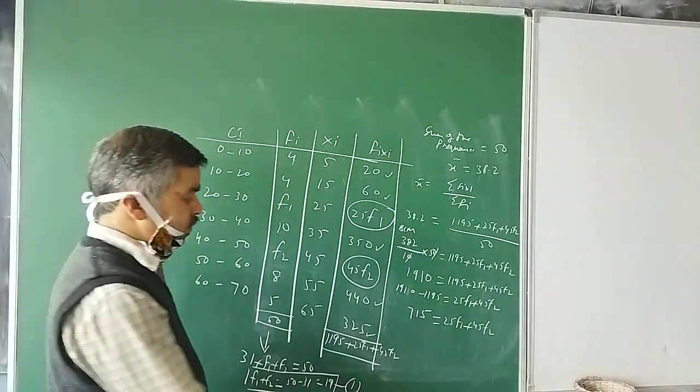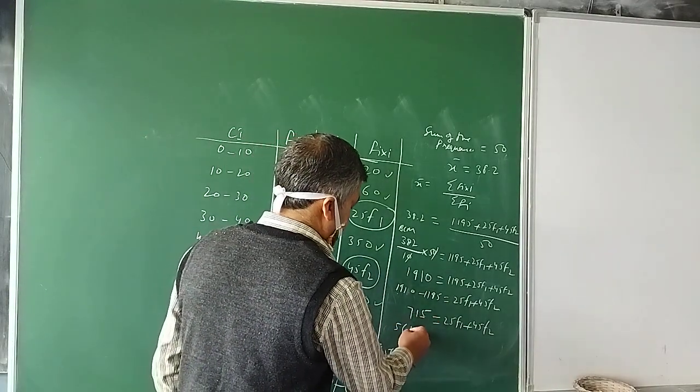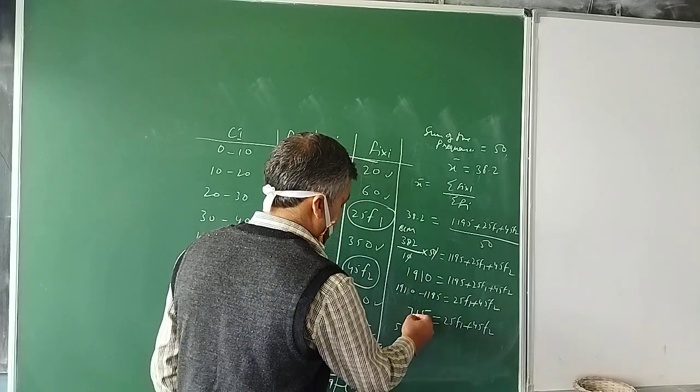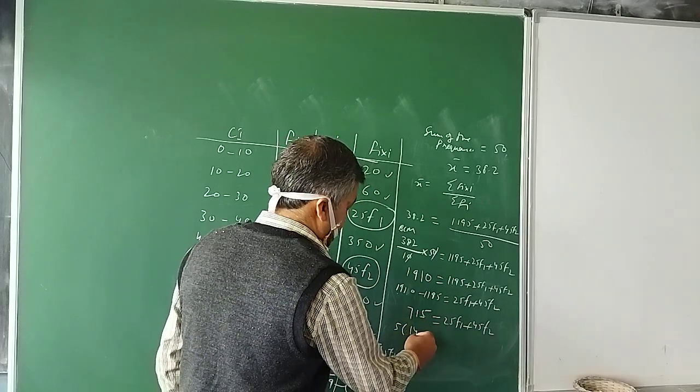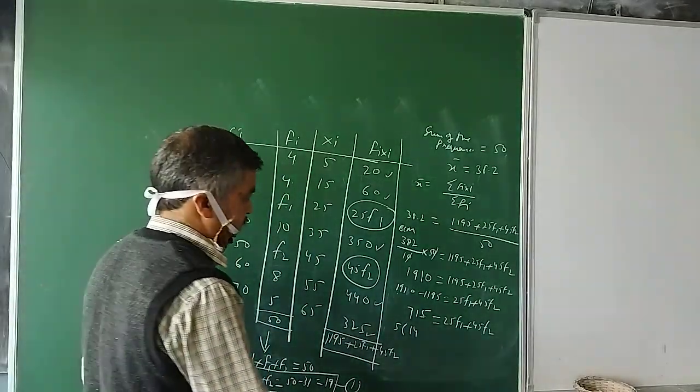Now you can take 5 common. So if you are taking 5 common here, 5 ones are 5, 5 fours are 20, and 5 threes are 15.